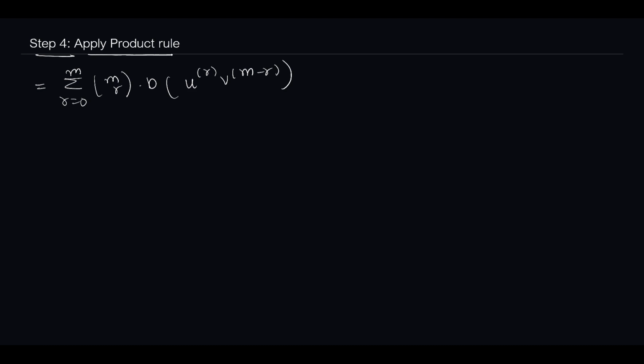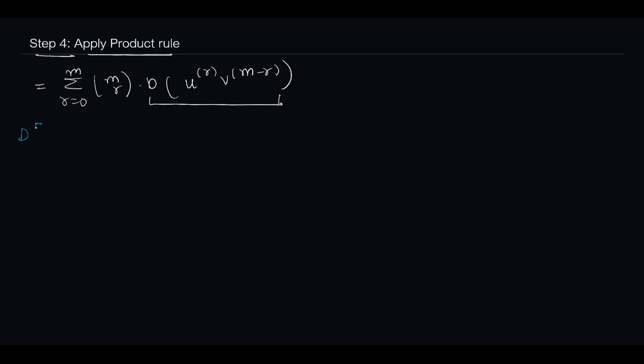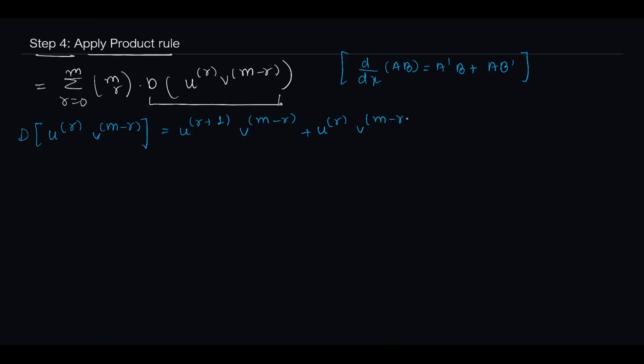Step number 4 says apply product rule. As we got this from step number 3, we will use the product rule on this particular part. I'll write it down separately. We need to find d of u^(r) v^(m-r). By using the product rule, which is d by dx of the function ab, given by a prime b plus a b prime, we can directly write this as u^(r+1) v^(m-r) plus u^(r) v^(m-r+1).